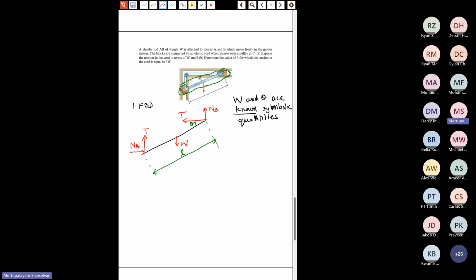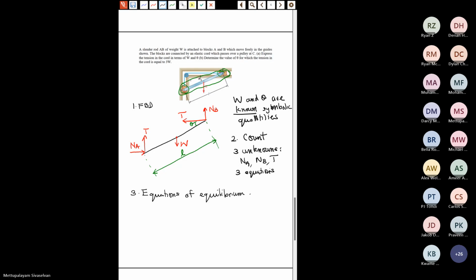So if we count, how many unknowns do we have? 3 unknowns: N sub A, N sub B, and T, and 3 equations. So we can solve, right? Next step is writing the equations of equilibrium.